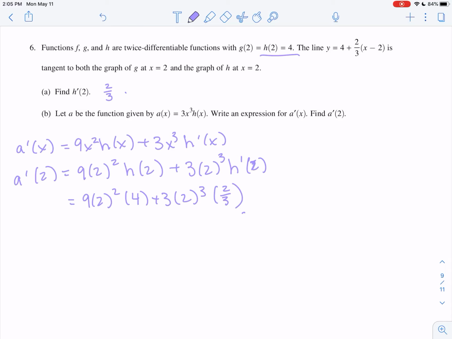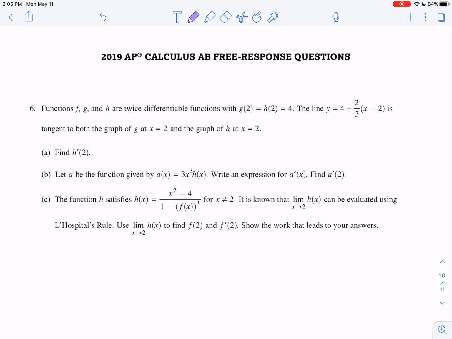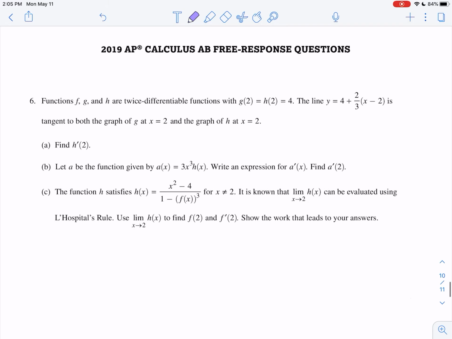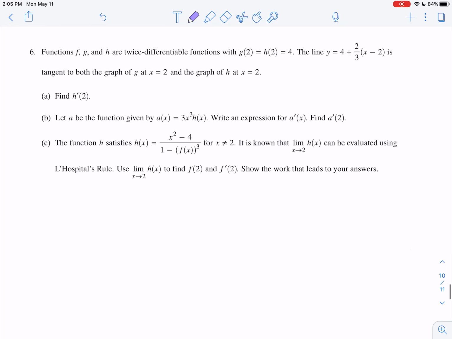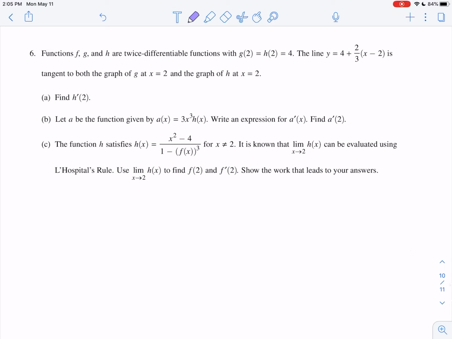All right, part C. The function h satisfies h of x equals x squared minus 4 all over 1 minus f of x cubed, for all x other than 2. It's known that the limit as x approaches 2 of h can be evaluated using L'Hopital's rule. Use the limit as x approaches 2 of h to find f of 2 and f prime of 2. Show the work that leads to your answer. Okay, so a couple notes here.